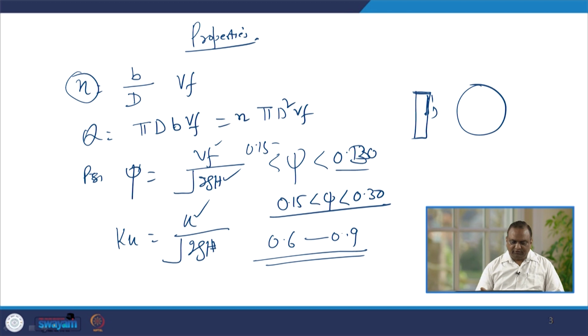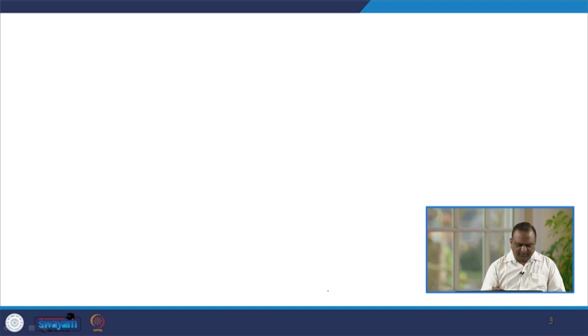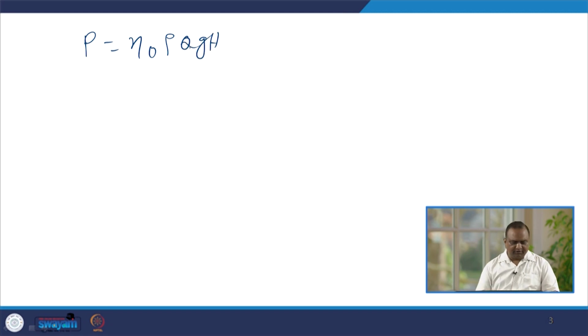Once the value of u is with us, if n is with us, we can always find the value of D. So, out of this information, we can find most of the dimensions of a Francis turbine. Now, if you want to design a turbine, then we can say that the power developed by the turbine is the overall efficiency multiplied by rho Q gH, that is mgH multiplied by the overall efficiency.